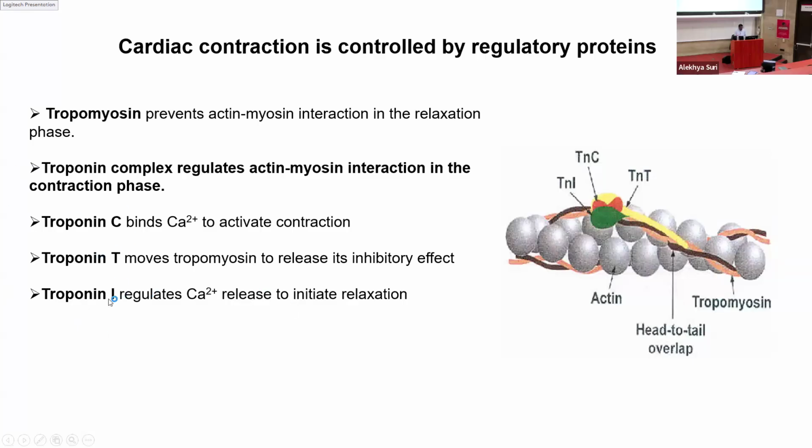Among these three, troponin I is a phosphorylatable protein. If it is phosphorylated by PKA, it can increase the muscle relaxation. The kinases, particularly PKA, will phosphorylate several proteins, and troponin I is one of them, which is important for the catecholamine-mediated increased muscle contraction and relaxation.